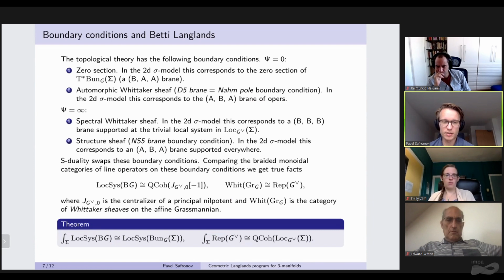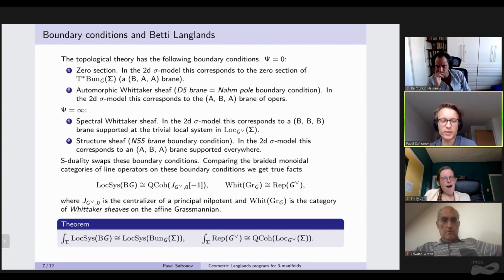The other boundary condition is what I will call the automorphic Whittaker sheaf. In terms of string theory, you can realize N=4 super Yang-Mills as the worldvolume theory on D3 branes. And then you can look at D3 branes ending on D5 branes. This is what's called a Neumann boundary condition. And in terms of the compactified sigma model, this corresponds to the brane of operators.